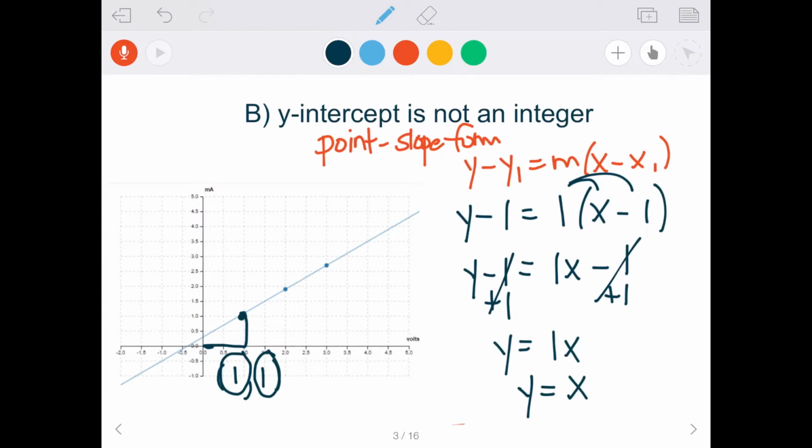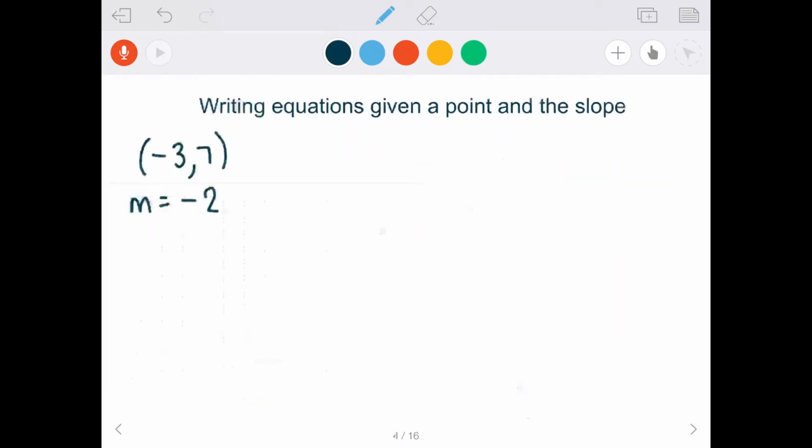All right, let's move on to the next thing. What if here we are again, you have an equation given a point and the slope. So we don't have the graph this time, but we're going to do the same thing we just did. So y minus y1 equals m times x minus x1. So in this situation, y minus, now y1 is 7. Slope is -2. X minus. Now, x1 is -3.